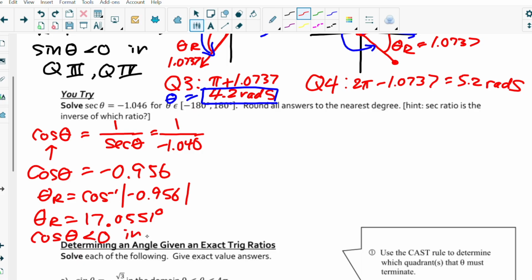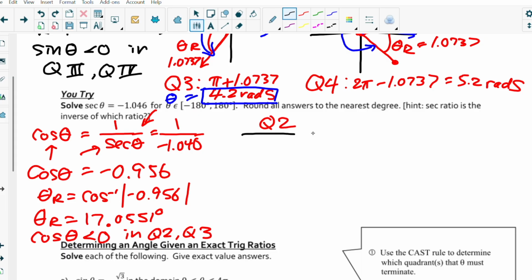Let's see what quadrant we're in. Cosine of theta is less than 0, and we know that is in quadrant 2 and quadrant 3. Remember, we're doing this for the secant ratio, but we don't have a button for the secant ratio. That's why I converted to a cosine ratio by using this identity. Okay, all right. So let's map it out.